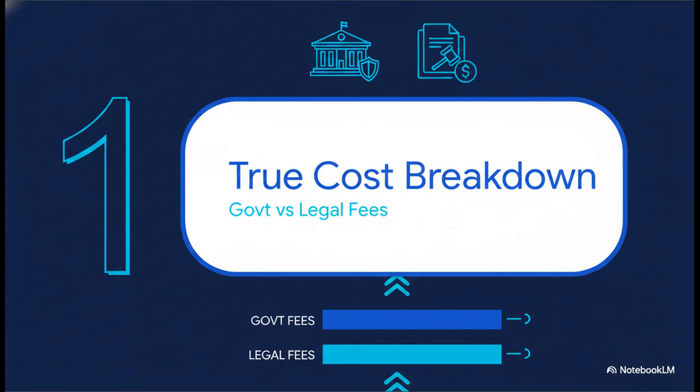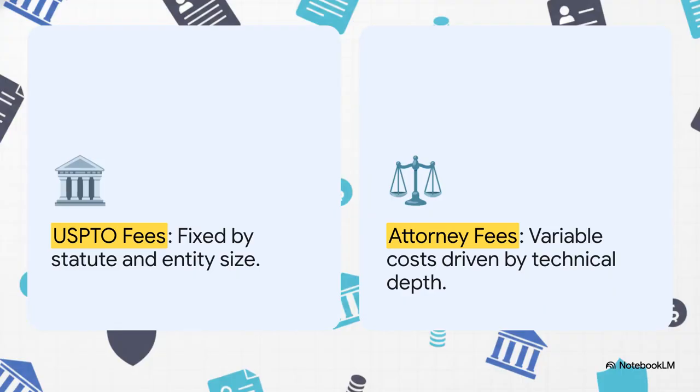All right, kicking things off with Part 1, the true cost breakdown, where we separate rigid government fees from variable legal costs. The very first thing you need to grasp is that the total cost is not just one big, mysterious lump sum. It's actually split into two distinct layers. And recognizing how these two layers interact is exactly what separates a realistic, well-planned budget from a really unpleasant surprise down the road.